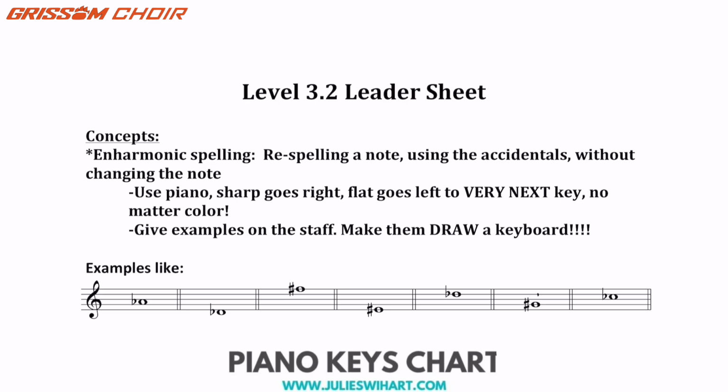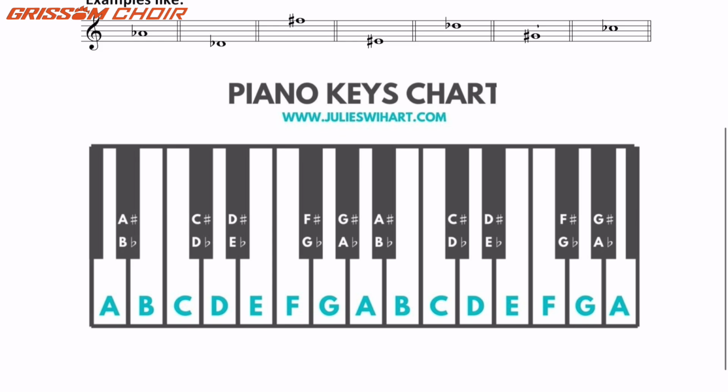The one and only concept on 3.2 is the enharmonic spelling. An enharmonic spelling is the respelling of a note using accidentals without changing the physical note, the physical key. So the first thing that we have to do is understand how to navigate the piano.